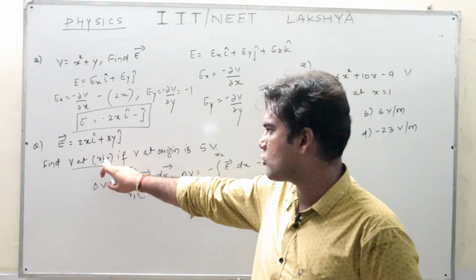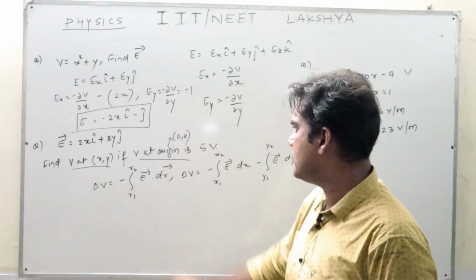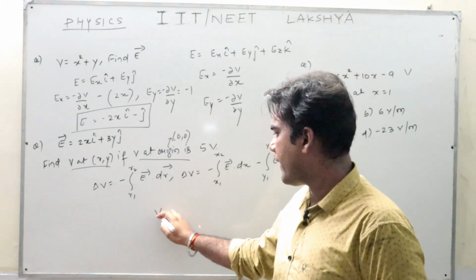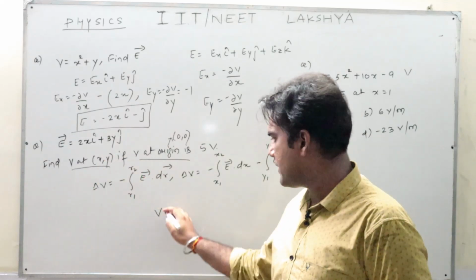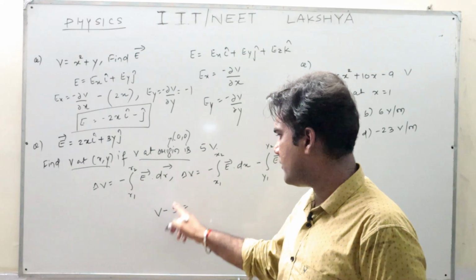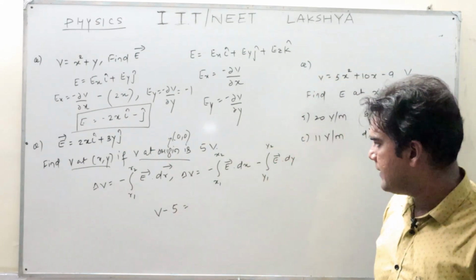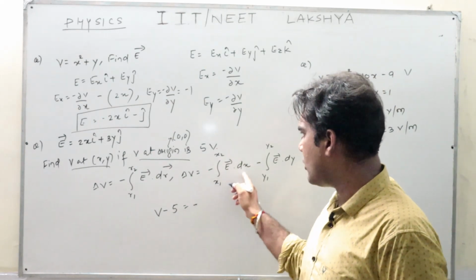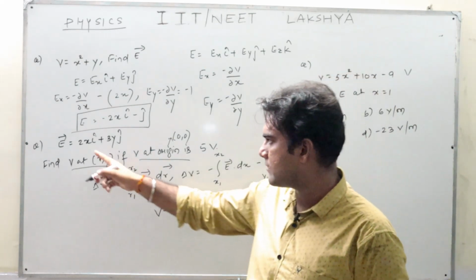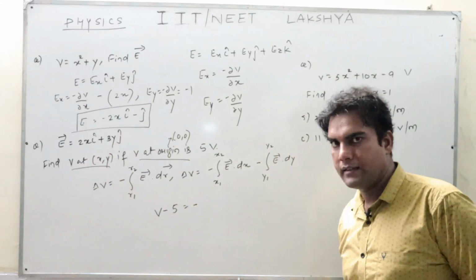This is some point x comma y. Potential at origin, meaning the point 0 comma 0, is 5 volts. So final potential, which is at x comma y, minus initial potential, which is 5, gives delta V. This I have written as delta V. Final potential minus initial potential is equal to minus E dot dx. E dot dx. So 2x i cap dot dx.